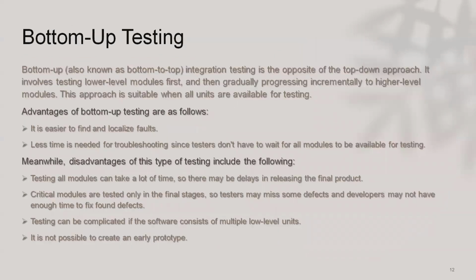Next is the bottom-up testing approach. Also known as bottom to top, this integration testing is the opposite of the top-down approach. It involves testing lower level modules first and then gradually progressing incrementally to higher level modules. This approach is suitable when all units are available for testing.